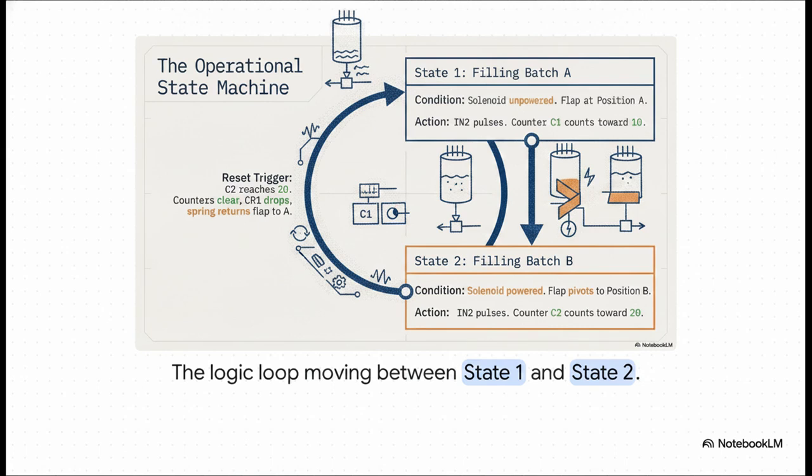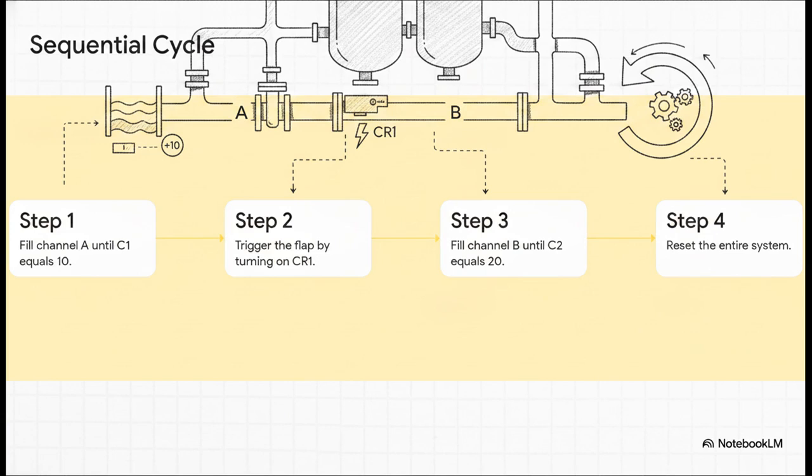The counter's clear, CR1 drops power, the spring snaps the flap back to A, and the cycle instantly restarts. To ensure we completely grasp this before looking at the actual code, let's linearize this cyclical state machine.